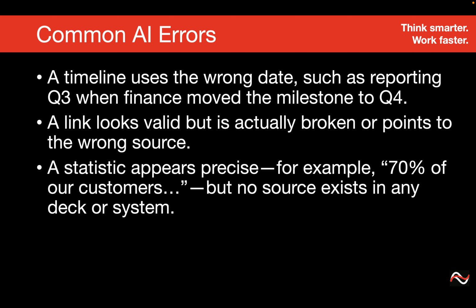Here are 3 familiar examples you may recognize in everyday work. A timeline uses the wrong date, such as reporting Q3 when finance moved the milestone to Q4. A link that looks valid but is actually broken or points to the wrong source. Or a statistic that appears precise, for example, 70% of our customers, but no source exists in any deck or system.